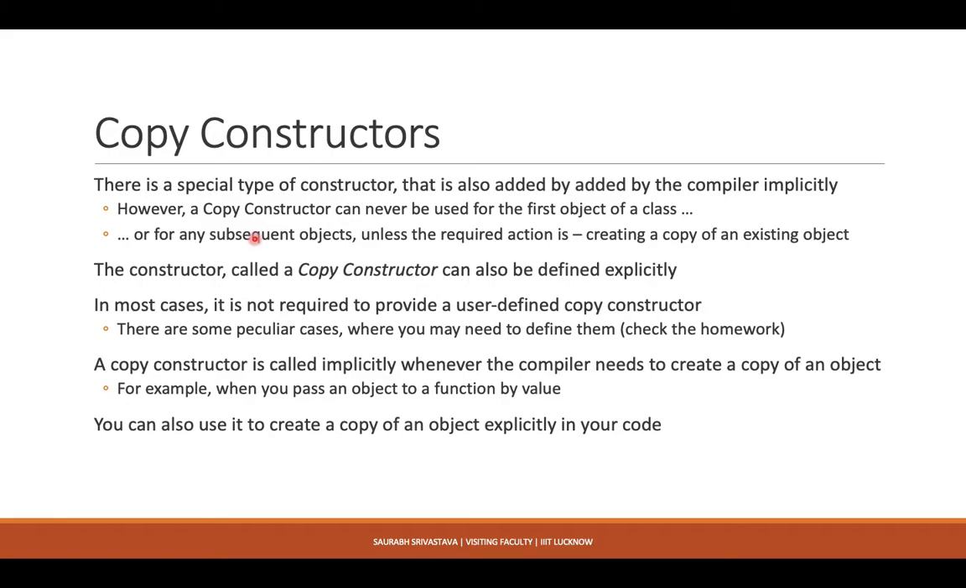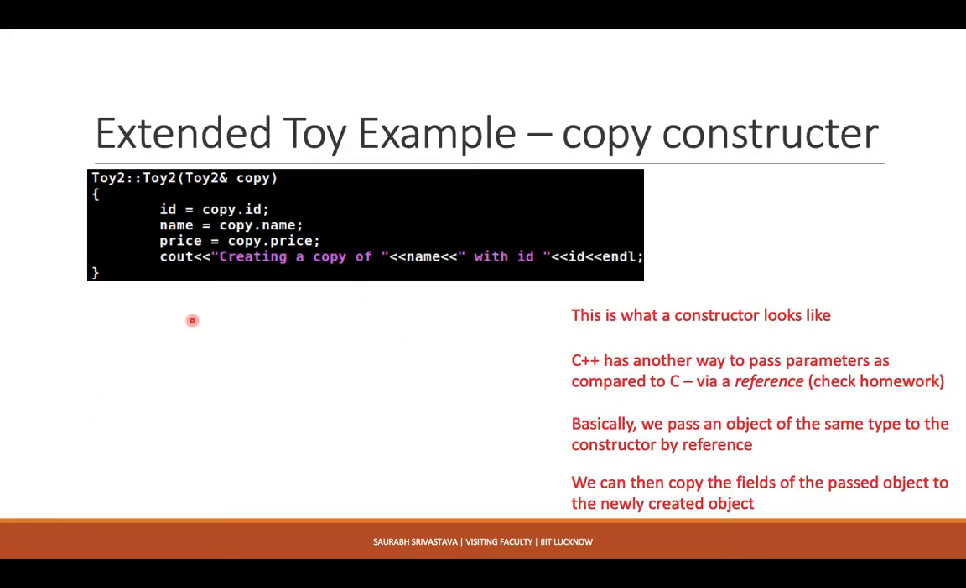Now, similar to the default constructor, in case you are not going to provide a copy constructor explicitly, the compiler adds one for you, right? But to be honest, in most cases, you really don't need to define a copy constructor. The compiler actually does a good job. But yeah, in certain cases, for example, when you have some dynamic memory that has to be allocated, then you may have to create these copy constructors. So this is an example of what a copy constructor looks like.